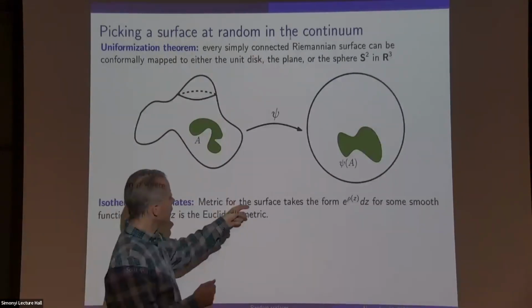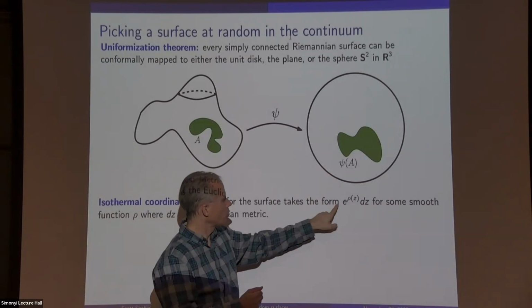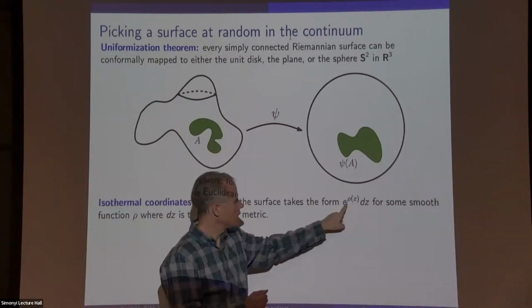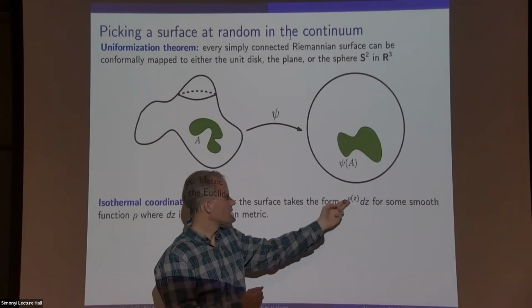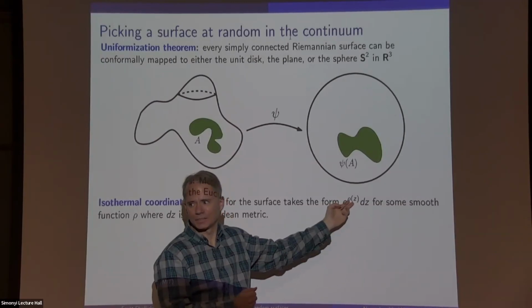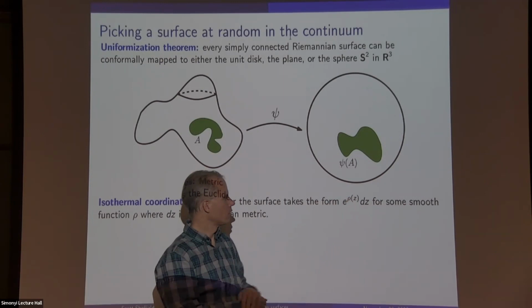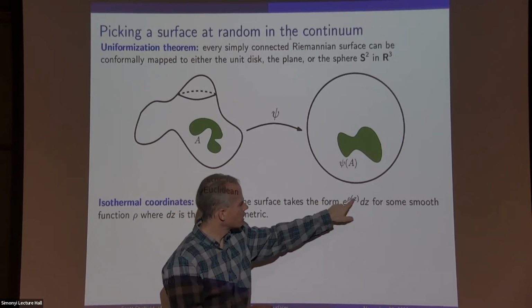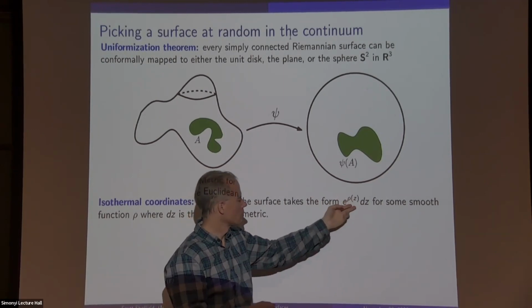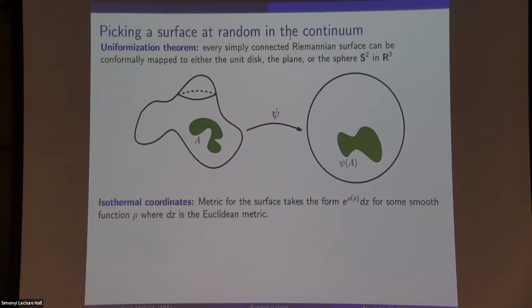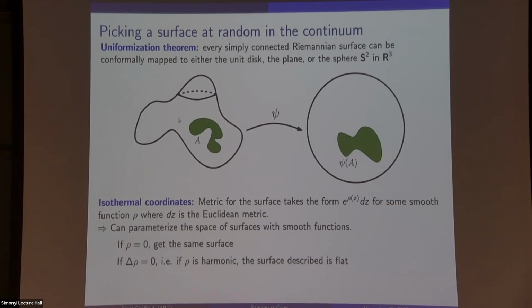something where the measure on the surface down here takes the form e to the rho of z dz, where rho is some, say, smooth function. This is just going to be the log of the density of the measure, basically. Okay, so this will be a real function, which means e to this is some positive function. All right. And if you want to choose a random surface, you just have to choose rho at random. If you take rho equals 0, you just get your original surface back, nothing changes.